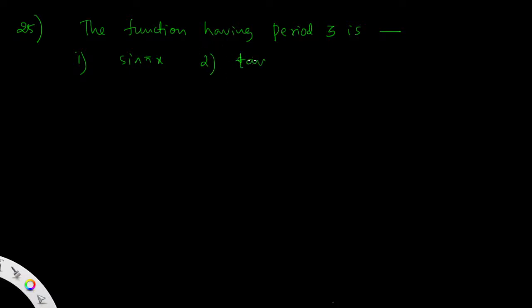Option number 2, tan 5x, tan 3 pi x. And last one, sine of 2 pi x by 3. The function having period 3 is dash.